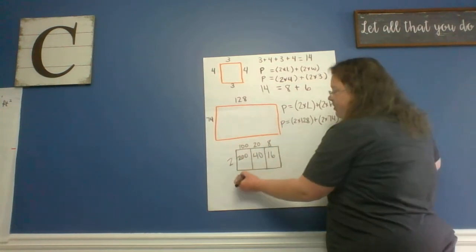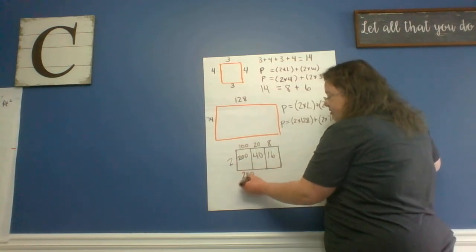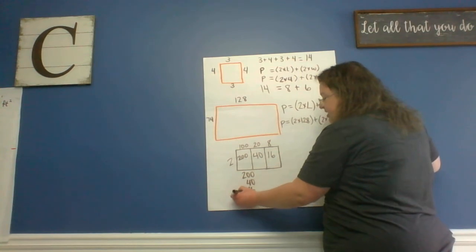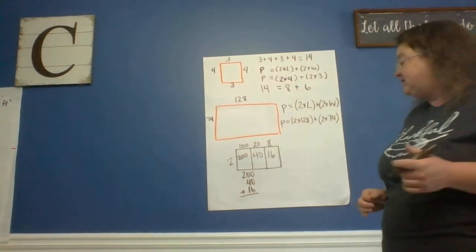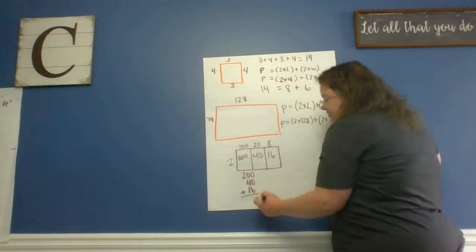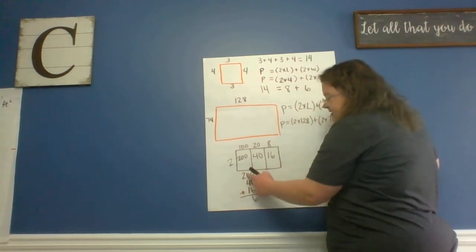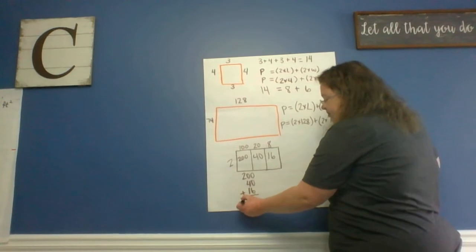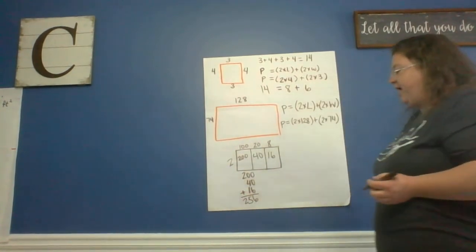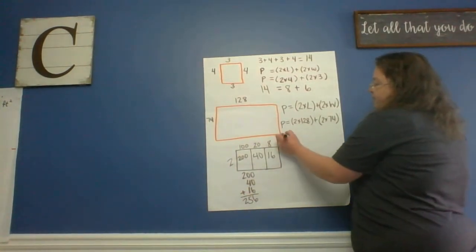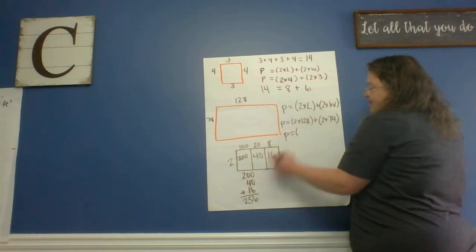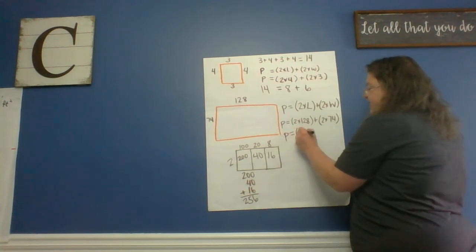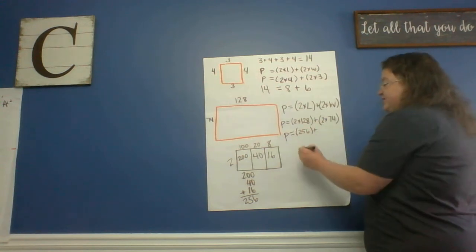So all I'm going to do now is add these up. Be sure to remember to line your place values up nice and neatly and in straight lines so you don't get mixed up. So we have 0, 0, 6. 0, 4 plus 1 is 5. And we're going to bring that 2 down. Okay? So now we know that this is 256.